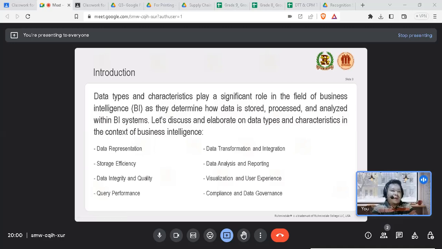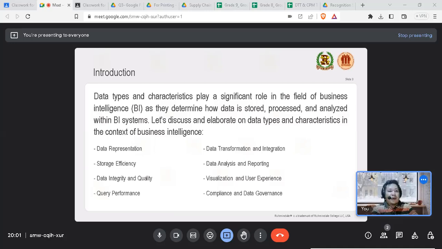Then data transformation and integration. This becomes crucial when transforming and integrating data from various sources in a business intelligence system. Incompatibilities in data types across different systems or databases can cause data integration challenges. So proper data type mapping and conversion are necessary to ensure seamless data integration and accurate analysis.